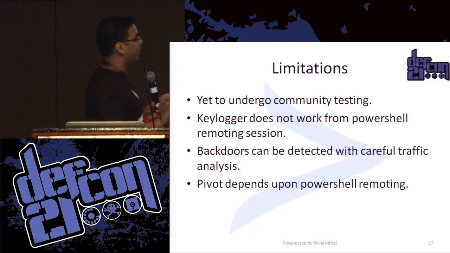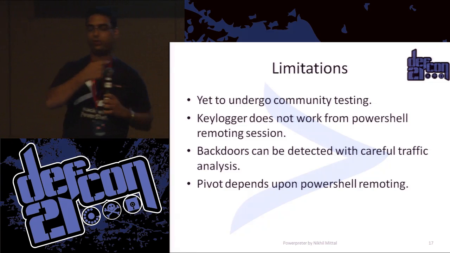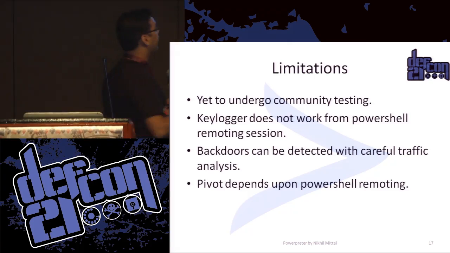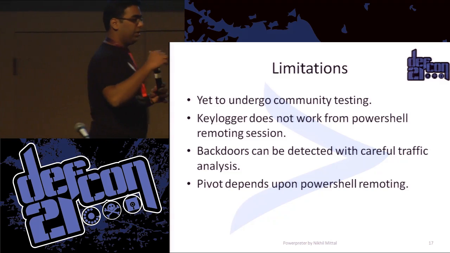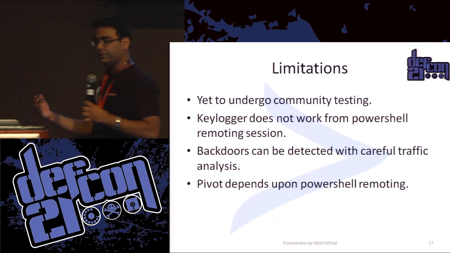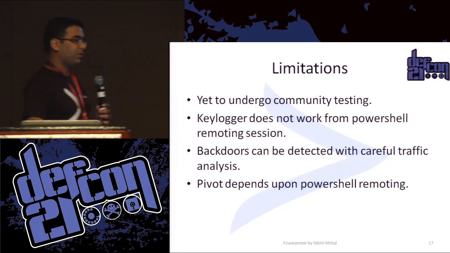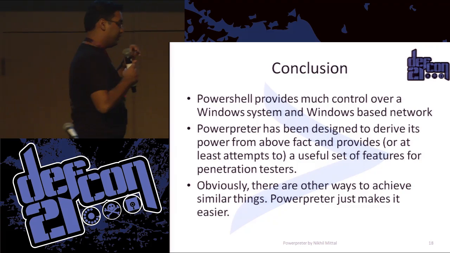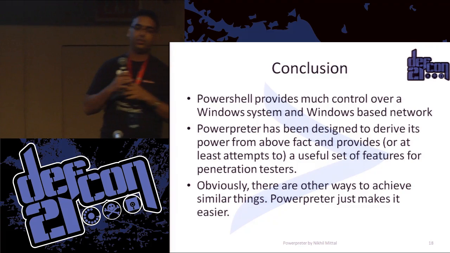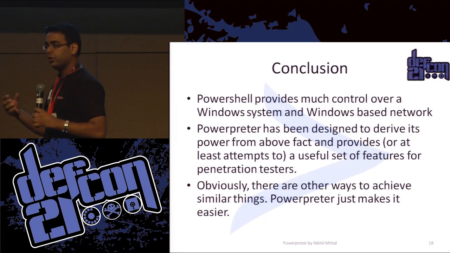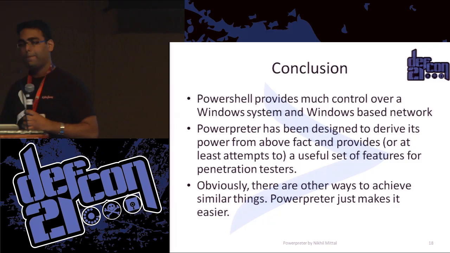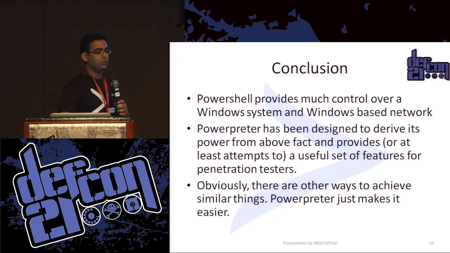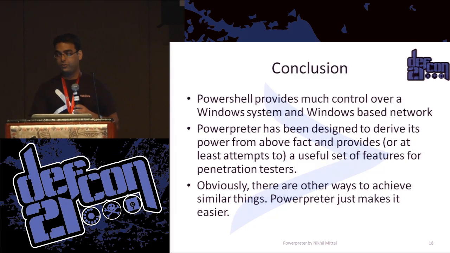I'm unaware of any keylogger in PowerShell which runs from a PowerShell remoting session. And yes, backdoors can be detected with careful traffic analysis because it polls the source at a fixed time interval. Pivot depends upon PowerShell remoting. Okay, to conclude, PowerShell gives you much control over a Windows machine or a Windows network, and PowerPreter utilizes this in an attempt to ease this most important phase of a penetration test. Obviously, there are other ways to do the same thing. PowerShell just makes it, or tries to make it, easier.